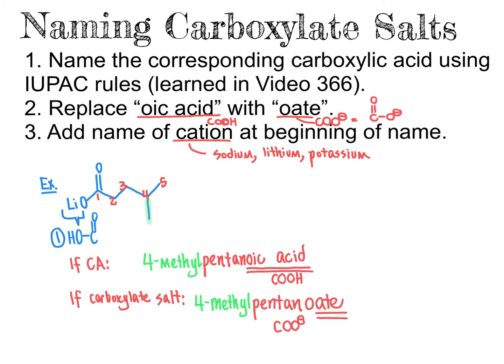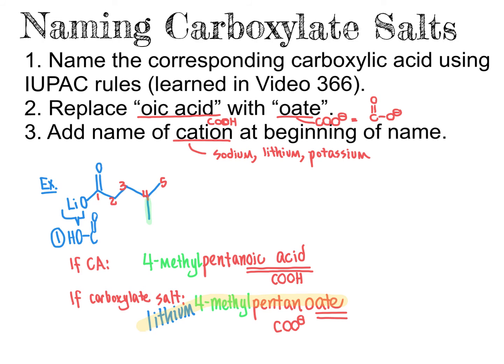And then at the very front of that name, as our last step of nomenclature here, we have to add the name of the cation that appeared at the beginning of the structure. And that, in this case, was lithium. So we would call this lithium, and then there would be a space between lithium and 4-methylpentanoate as the correct name for this molecule. So in the case of this carboxylic acid salt, or carboxylate salt, as we can also call it, the full name for this would be lithium 4-methylpentanoate.